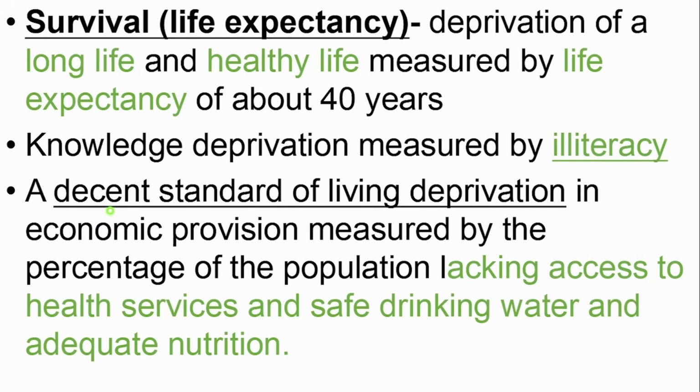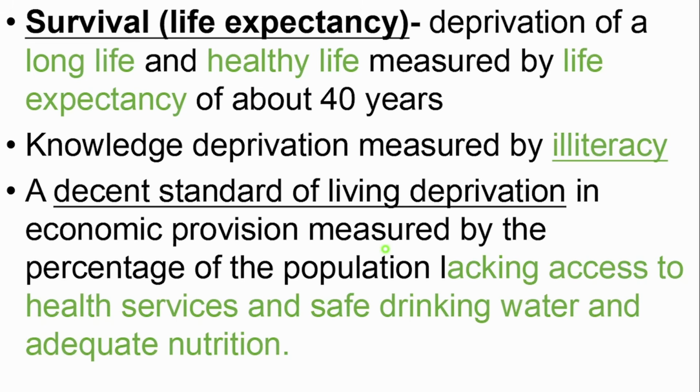The other thing that they use is they look at a decent standard of living, deprivation, in economic provision, which they measure by the percentage of people lacking access to health services, safe drinking water, and adequate nutrition. So those are some of the things that the UNDP look at using the Human Poverty Index.